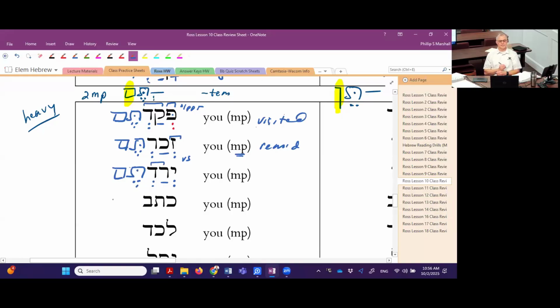Yaradtem. So it's technically a two-syllable word. Once I reduce that ya, I have two vowels, Patach and Segol. It's a two-syllable word: yeradtem. So roots and syllables need to be separate ideas.